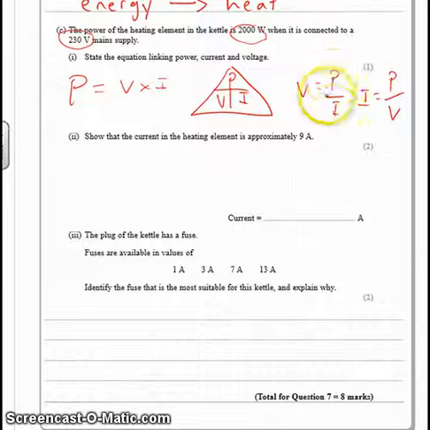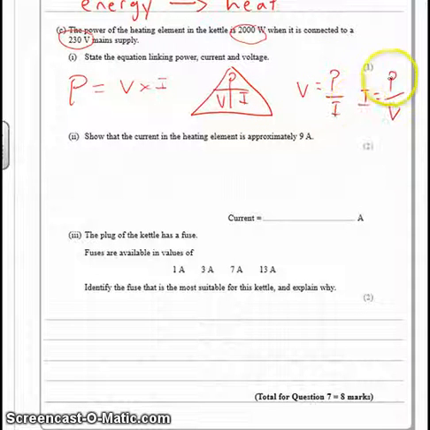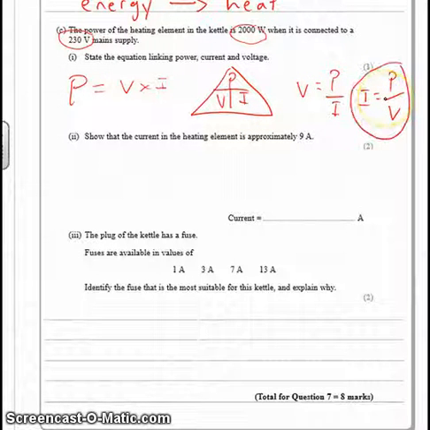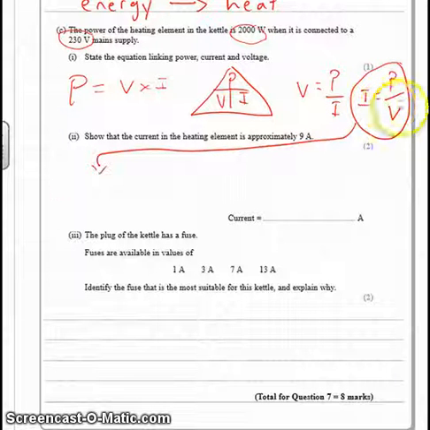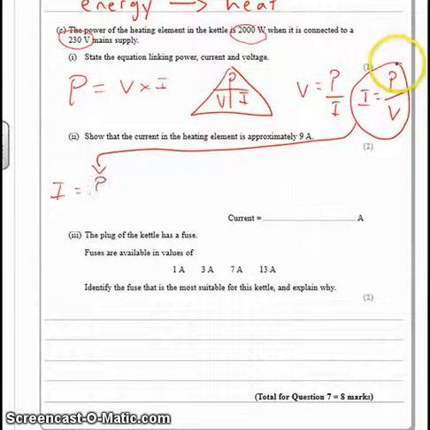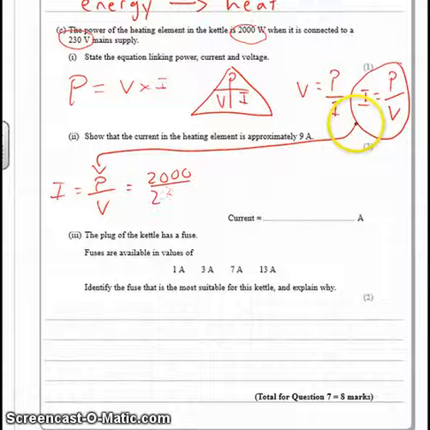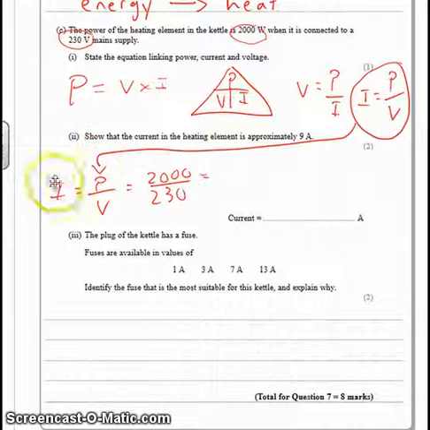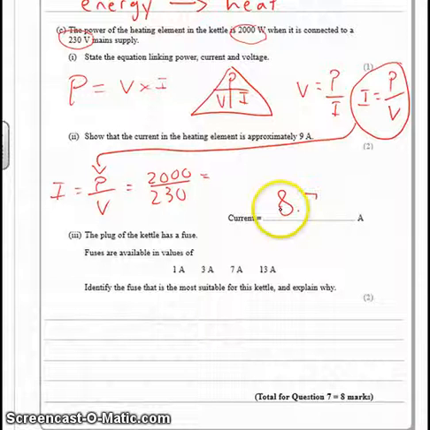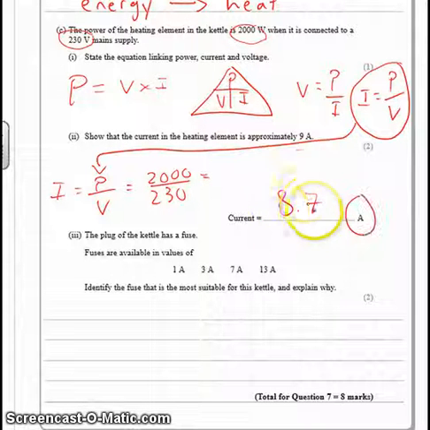Show that the current in the heating element is approximately 9 amps. Well, we want current, so we're going to use this one here. So I is P over V, which is 2000 divided by 230, and that gives a current of 8.7 amps.